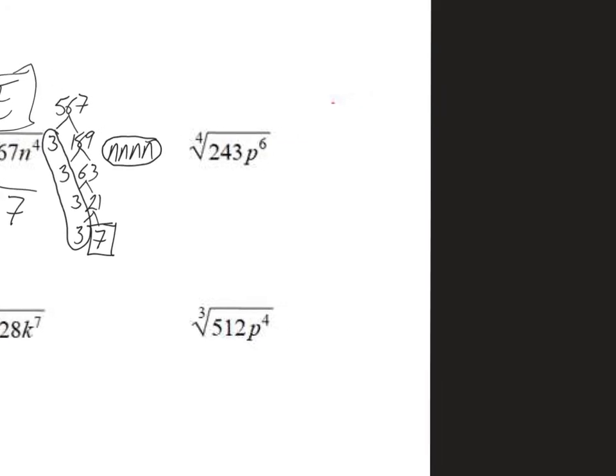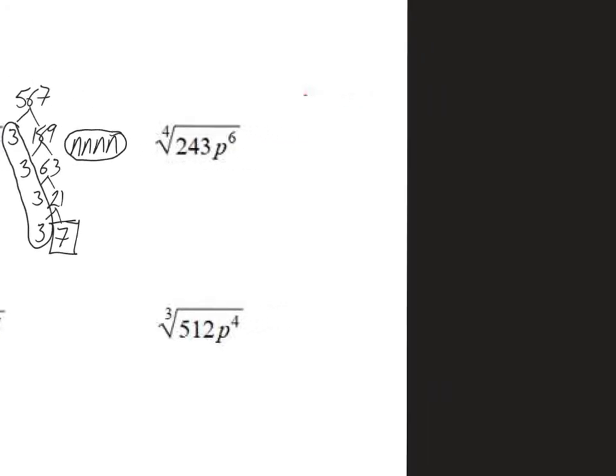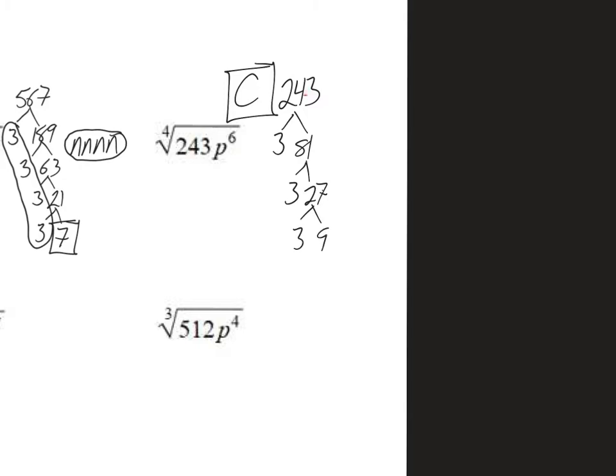Okay, I want you to go ahead and try the next one. So everyone should have gotten C. Let's just double check. We have 243. That splits up. 2 doesn't go into it, but 3 and 81 do. 3 and 27. 3 and 9. 3 and 3. We have a 4th root, so that means I want 4 numbers, so all of the 3's.